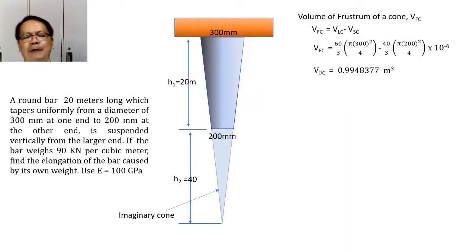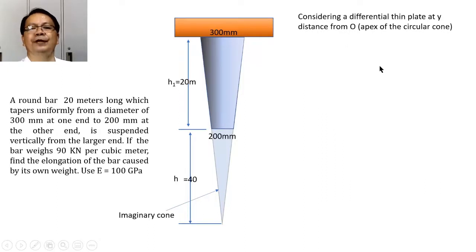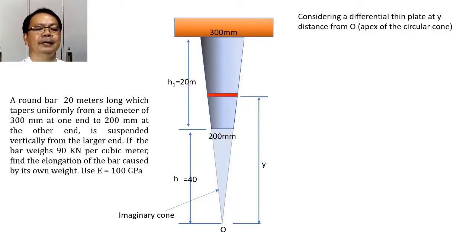Itong tanong, bakit ko pinakita yun? Kasi nga, gagamitin natin mamaya. No? So, ituloy natin. If we are to consider a differential thin plate at y distance from O, which shall be treated here as the apex of the circular cone. Ano ba yung circular cone na tinutukoy? Itong kabuuan cone ito, if we will be treating this as our O, diba? And we consider that at distance y from O, somewhere here, puntahan natin itong point na ito, okay, that this distance is equal to y, diba?